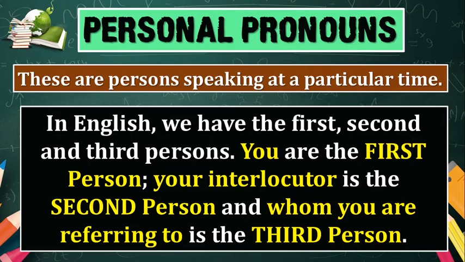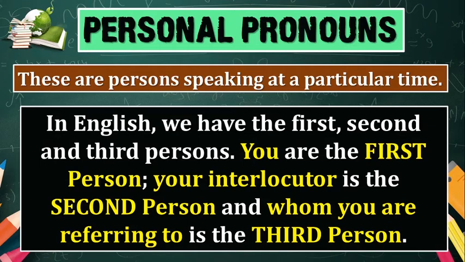Who is the first person? The first person is the speaker. The second person is the one you are speaking to. And the third person, the one you are speaking about. Let me explain that again. When you speak, you are the first speaker. You are the first person. The person you are communicating with, your interlocutor, is the second person, while that particular individual, the two of you are talking about, is the third person.